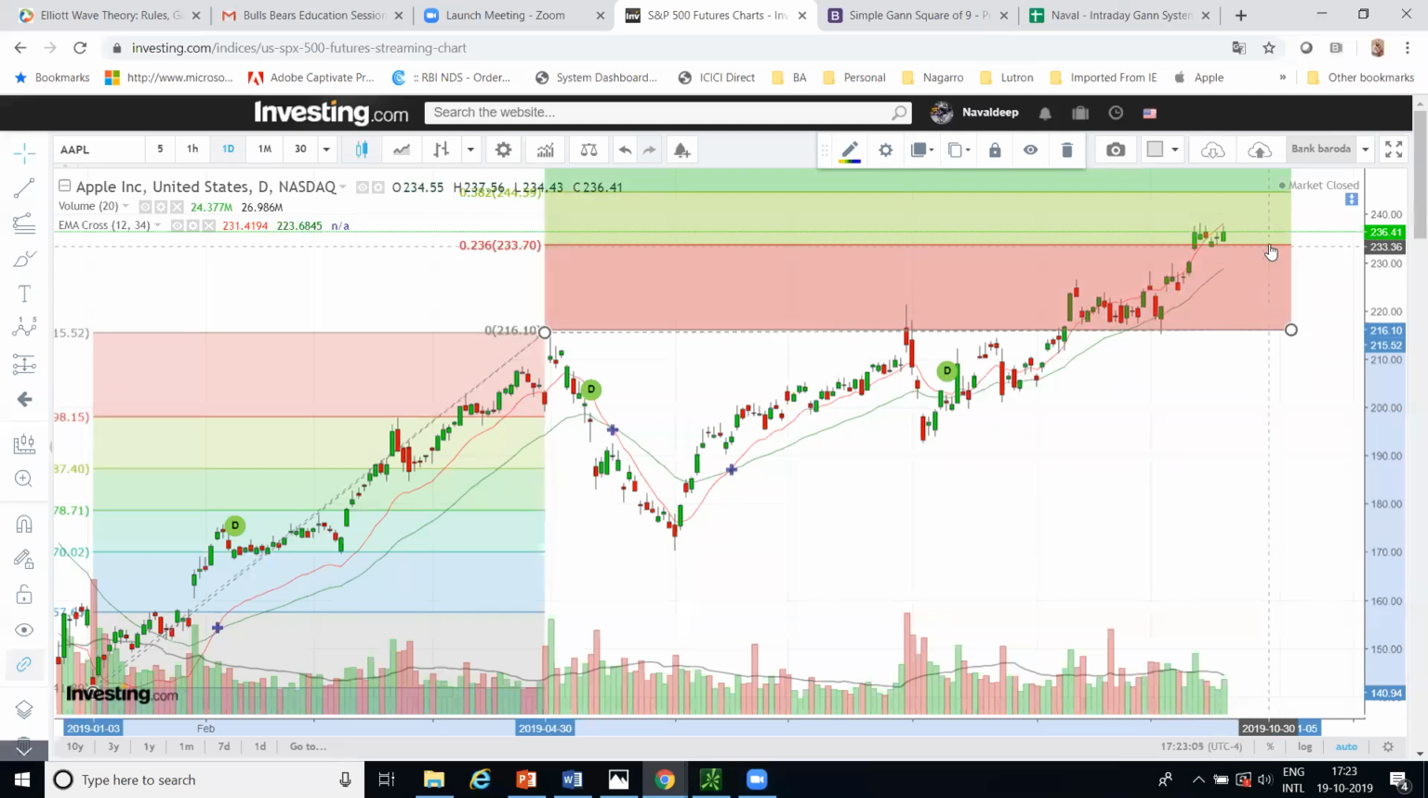Now that is your support. So anytime it comes near, on Friday, it came as low as 234.43, right? Now the stop loss is 233.70. Anytime it comes near, you buy it. And you play for 38.2, which is 244.59. That's your target.